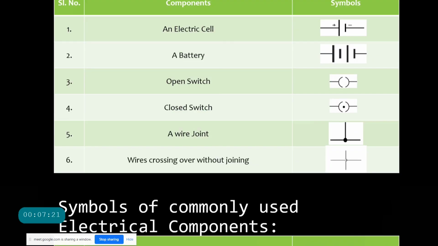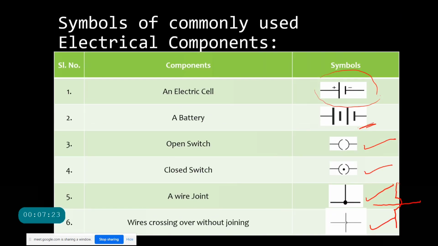So let's go back to the previous slide and see the symbols of the components all over again. The electrical cell is represented like this. A battery is represented like this. An open switch is represented like this. And the closed switch is represented like this. A joint wire is represented like this. And wires crossing over without joining are represented like this.